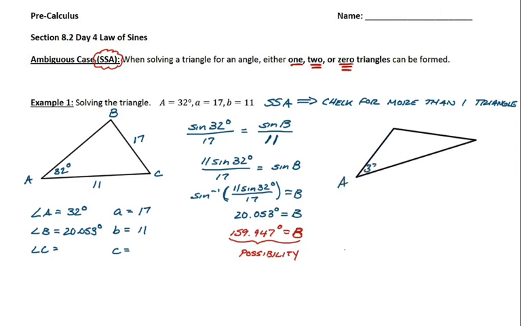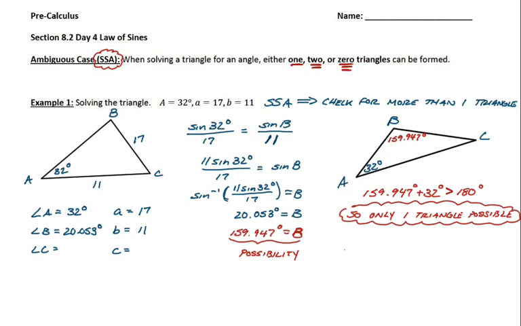Now here's how you decide whether it makes sense or not. I'm going to try and sketch a second triangle with the information that I just found. If I put 159.947 in for angle B, what I have to decide is, does this make sense in the triangle, or can this triangle be drawn? The way you check is if I add 159.947, which is the angle I just found, to my original angle 32, it would be more than 180, which means angle C couldn't be drawn, or angle C would have to be negative. So in this problem, I really only have one possible triangle that can be formed.